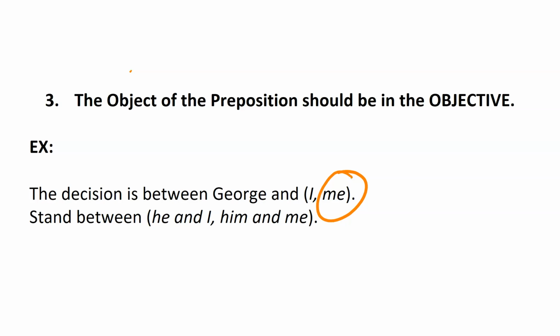Then stand between he and I, or stand between him and me. Here is your preposition. Same preposition being used twice here just to prove a point. So again, we want the objective form. It would be stand between him and me.